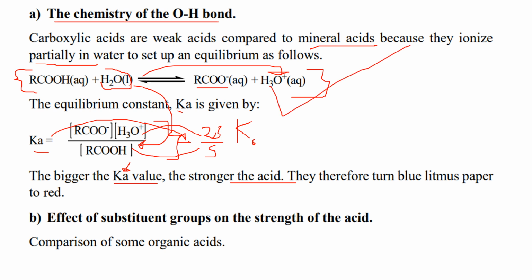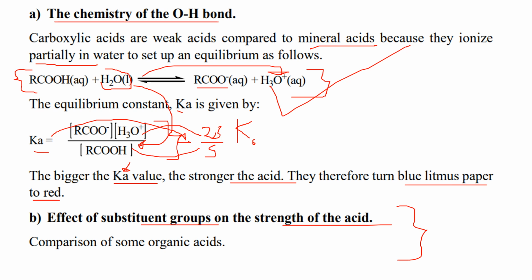That's why we are saying that for an acid to be stronger, its Ka value must be very high. Therefore they turn blue litmus paper to red because they have high Ka values. Now let's look at the effect of substituent groups on the strength of the acid. Remember, I told you in the previous video that substituent groups cause either a positive inductive effect or a negative inductive effect, and you should know how each contributes to the acidity of different carboxylic acids.